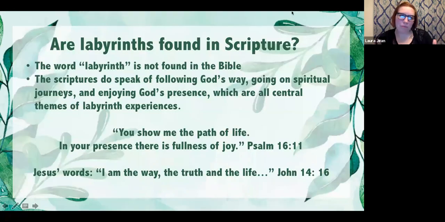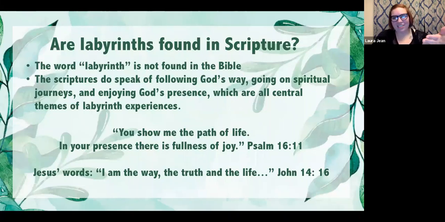Okay, so you might be wondering, are labyrinths found in scripture? Well, the word labyrinth or a translation of it is not found in the Bible, but the scriptures do speak about following God's way, going on spiritual journeys, and enjoying God's presence. So these are all central themes of labyrinth experiences, because you're going a certain way.